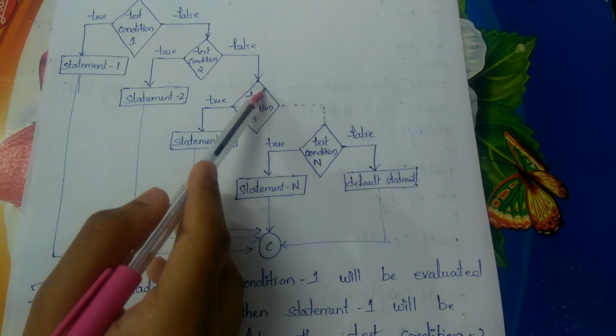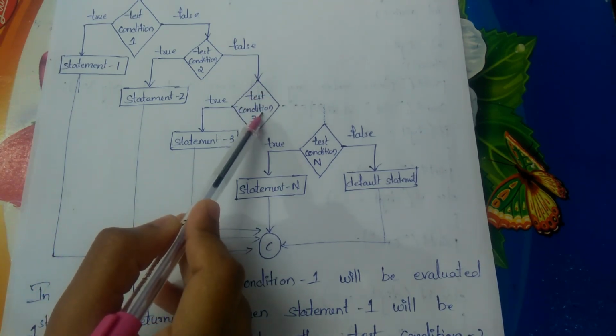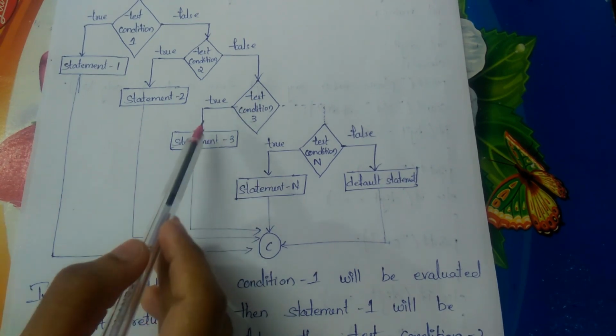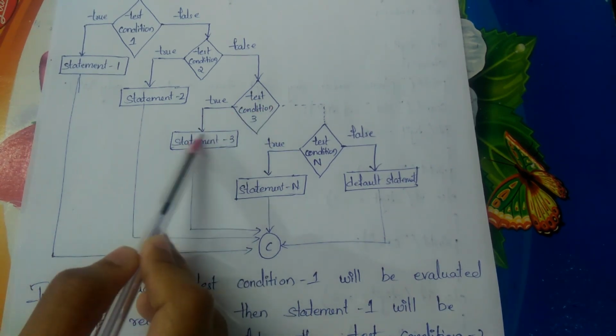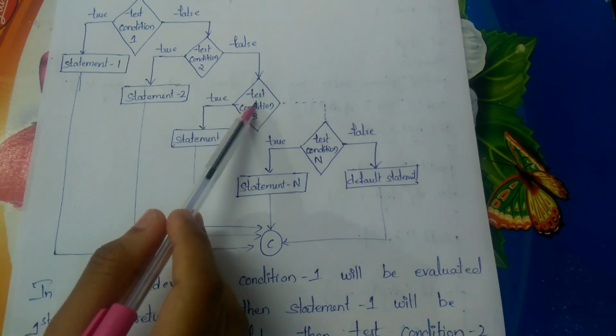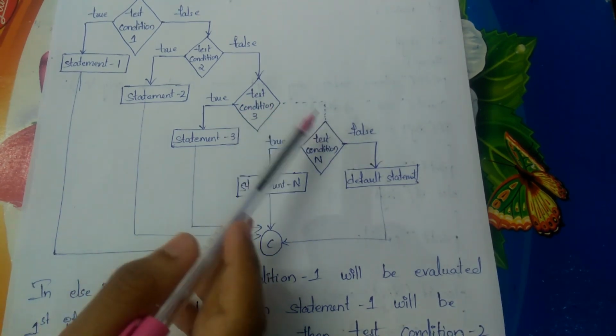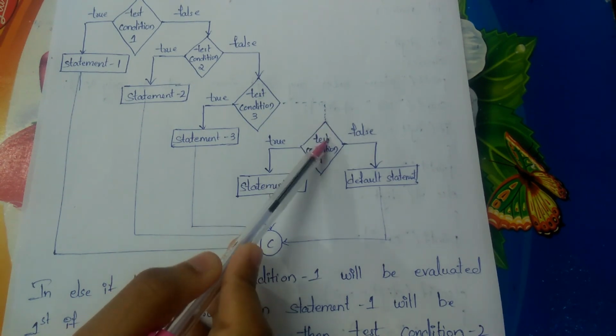If it is false, it goes to test condition 3, another if else statement. Again that checks whether it is true or false. If it is true, statement 3 will be executed, and if it is false, the next test condition will be executed.